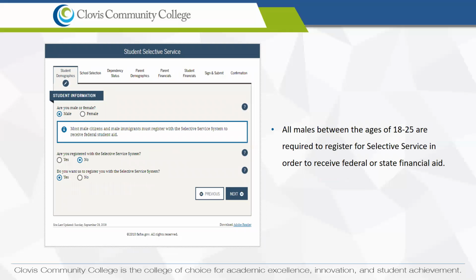In this section, you will select whether you are male or female. Please note the FAFSA requires you to indicate your sex as of the day you were born. If you indicate you are male, you will be asked whether or not you have registered with Selective Service.